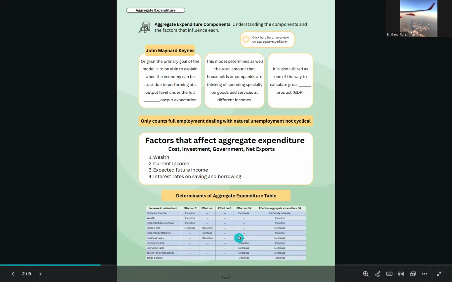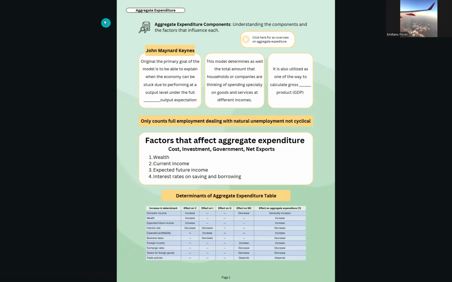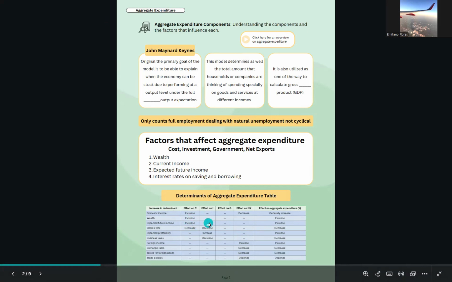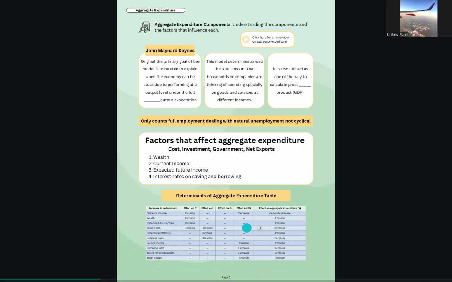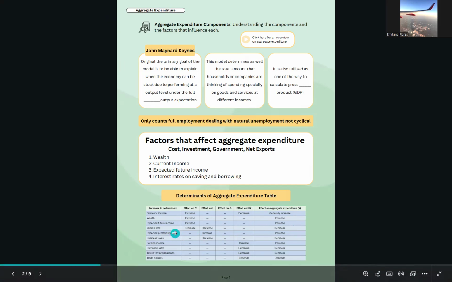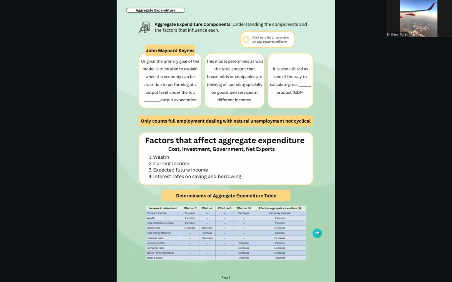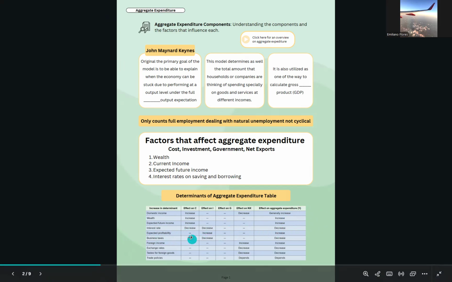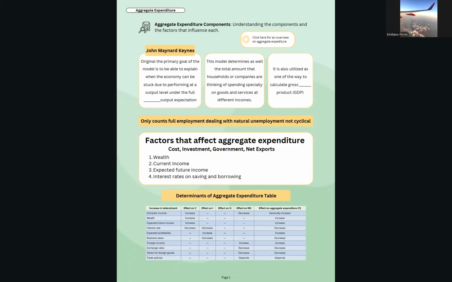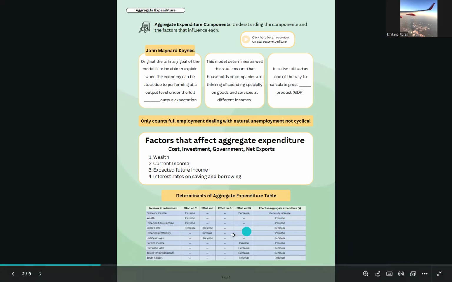Now here, interest rates. If there are higher interest rates, potentially we see a lower amount of consumption and a lower amount of investment. We don't see much change in government expenditure or net imports, which would generally lead to a decrease in aggregate expenditure. Instead, with expected profitability, we see an increase in investment and also an increase in expenditure. Now on business taxes, if we have an increase in business taxes, we'll see a decrease in investment, which will also lead to a decrease in aggregate expenditure.